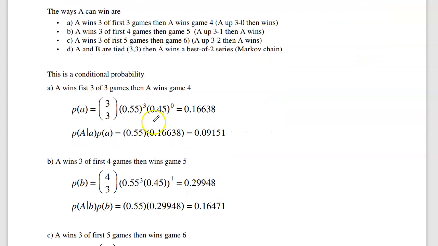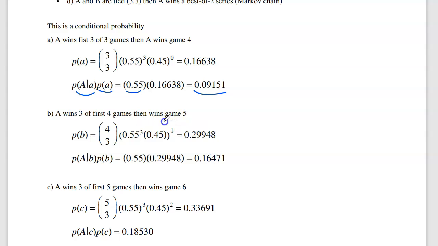That's the conditional probability. So the probability that A wins given it's up 3-0 is 0.55. The probability of being up 3-0 is a binomial distribution: 3 games choose 3, 0.55 cubed, 0.45 to the 0, 9% chance. The probability of winning after being up 3-1 is 0.55. The probability of being up 3-1 is 4 games choose 3, 0.55 cubed, 0.45, binomial. Multiply the two together, I get 16%.